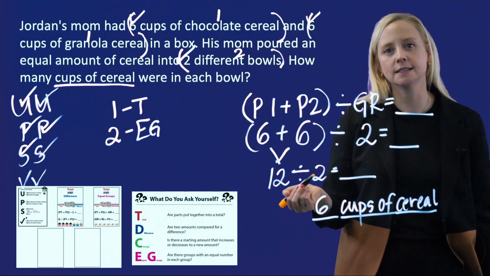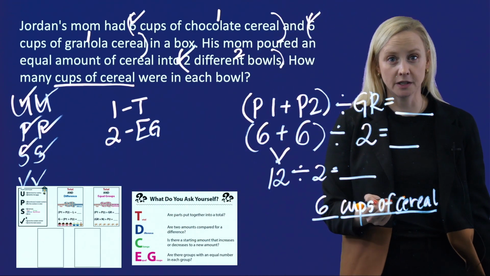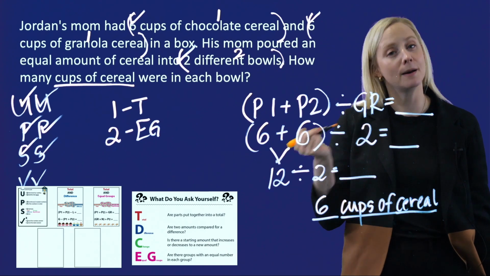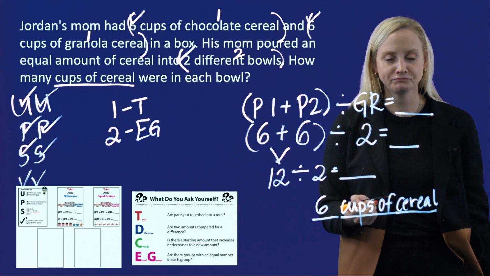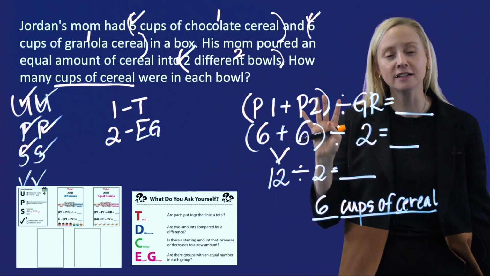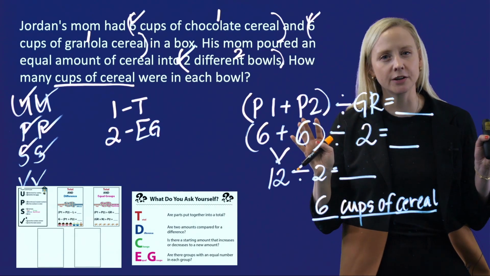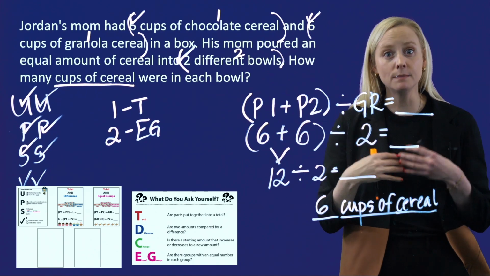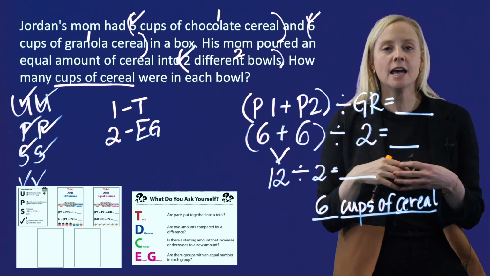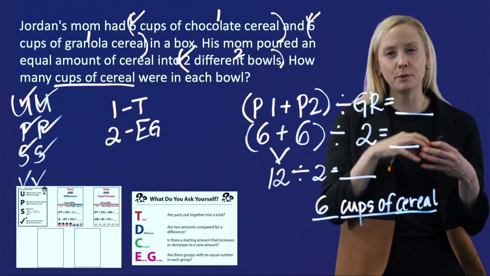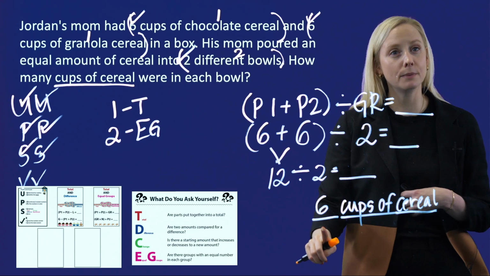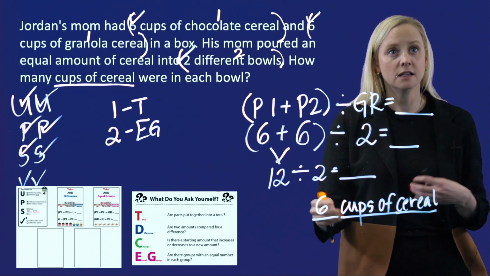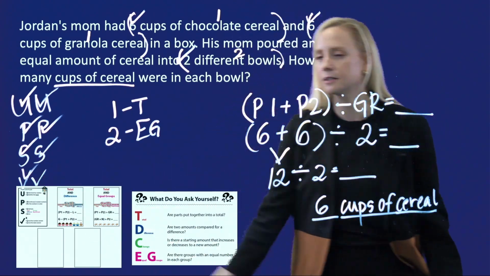The very last thing I need to do is check for reasonableness. I need to make sure first that my number answer makes sense, and second that my label answer makes sense. If I have 6 cups of chocolate cereal and 6 cups of granola cereal and I'm combining those, it would make sense that my sum was 12. And then if I have 12 and I'm putting them equally in 2 different bowls, it would make sense that my number in each group would be 6. So I feel pretty confident that my number answer makes sense.